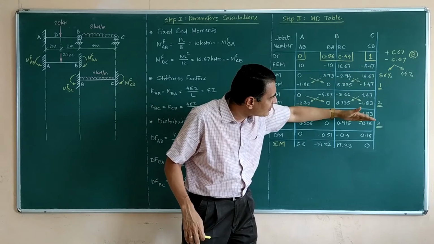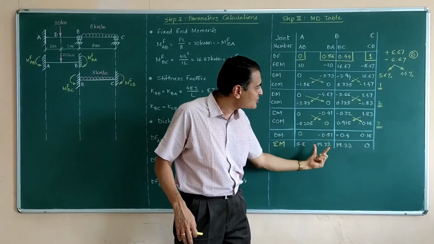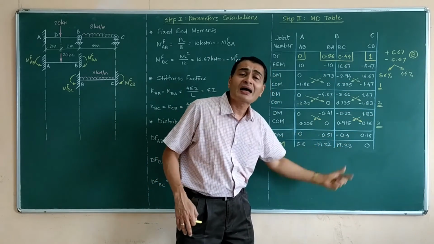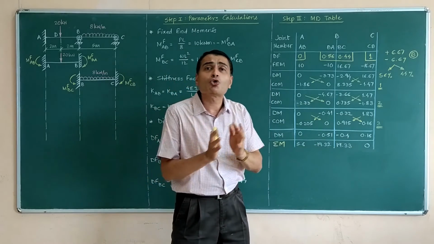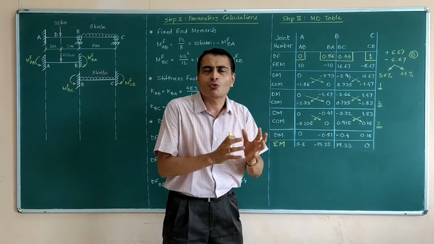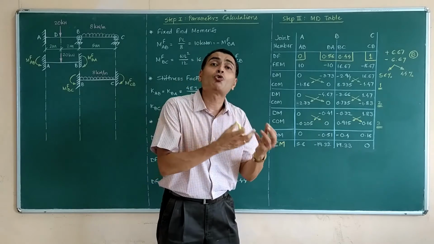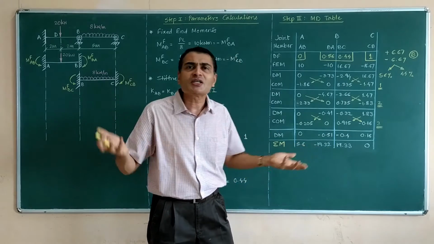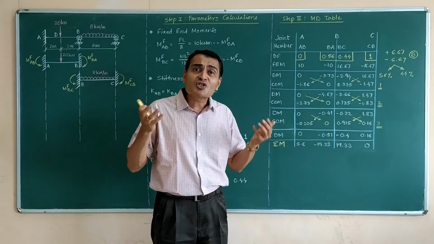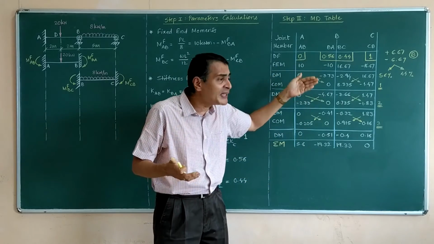After 3 cycles, when I distribute my moments, I have arrived at M of BA is equal to M of BC, equal and opposite. Is equal to means M of BA is equal to minus of M of BC. So that's it. The joint is balanced by a process of iteration.